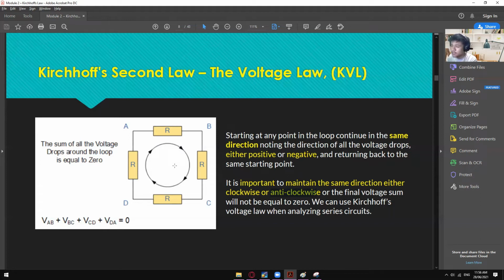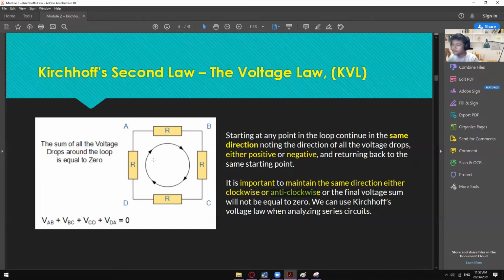Okay? So it's just that if your assumption of your rotation is correct, then you will get a result of positive. Okay? That's always the case if you have the correct assumption of rotation. However, if you've got the other way around, the incorrect rotation, your answer is still correct. However, you will get a negative result.